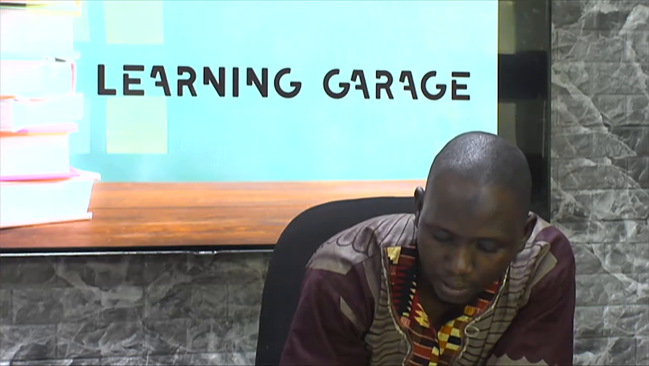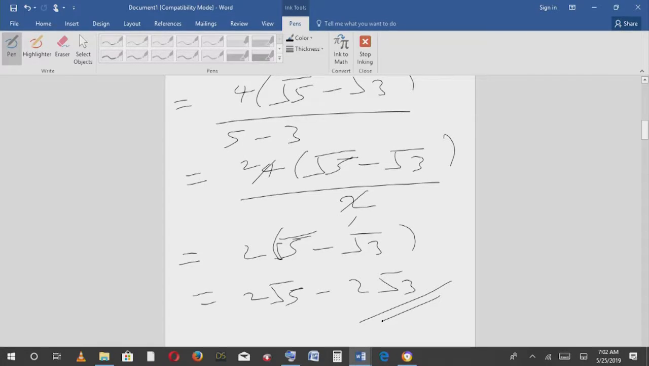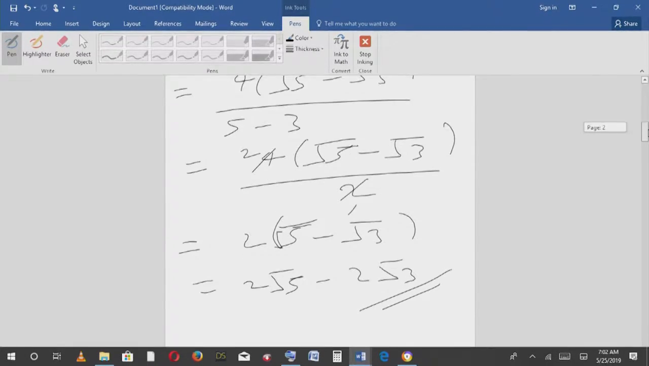We see that 4 and 2: 2 can enter into itself once, and it can enter into 4 two times. So 2 here is 1, and 2 into 4 is 2 times. So we end up having 2 into the square root of 5 minus the square root of 3. This can also be written as 2 root 5 minus 2 root 3. So either of them I think is correct. I hope we understand that particular sort.